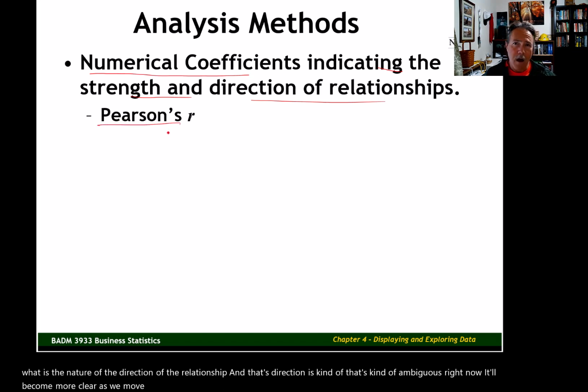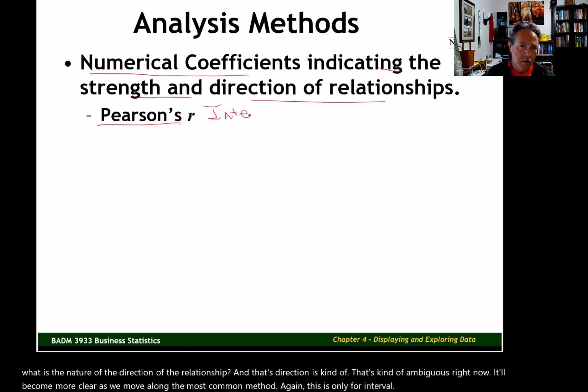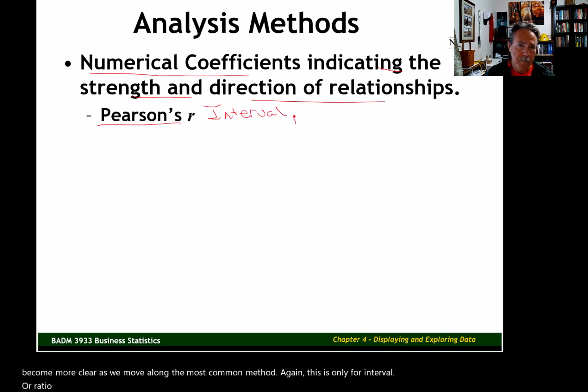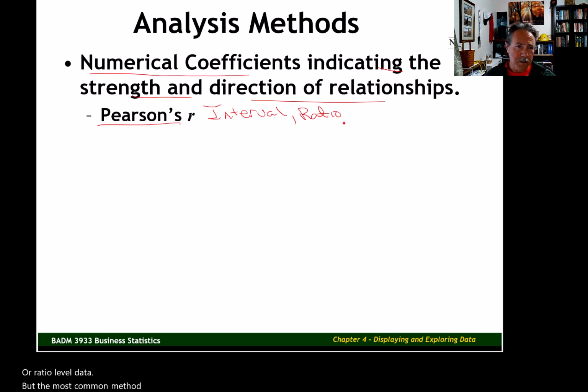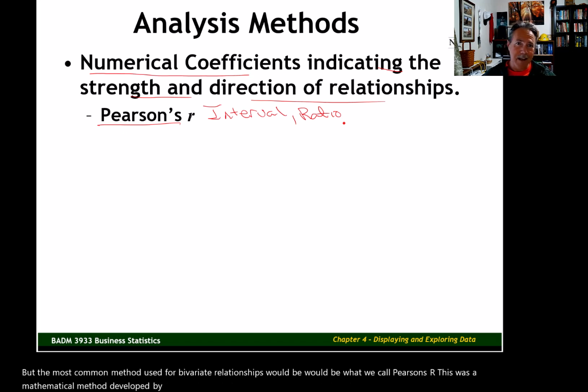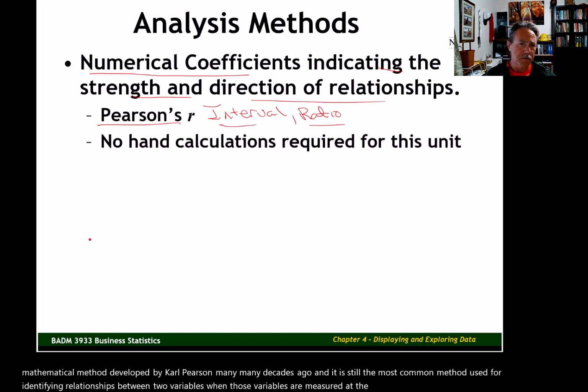The most common method, again, this is only for interval or ratio level data, but the most common method used for bivariate relationships would be what we call Pearson's R. This was a mathematical method developed by Carl Pearson many decades ago, and it is still the most common method used for identifying relationships between two variables when those variables are measured at the interval and ratio levels.